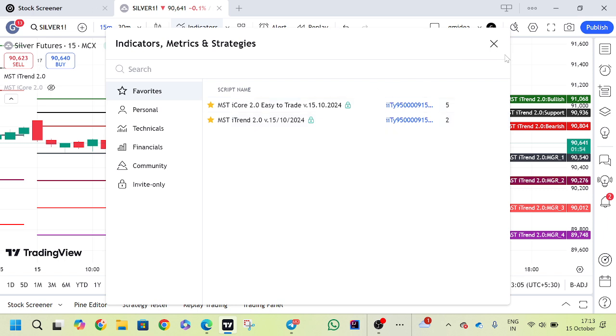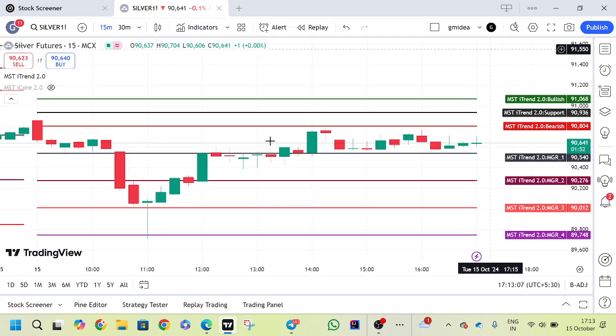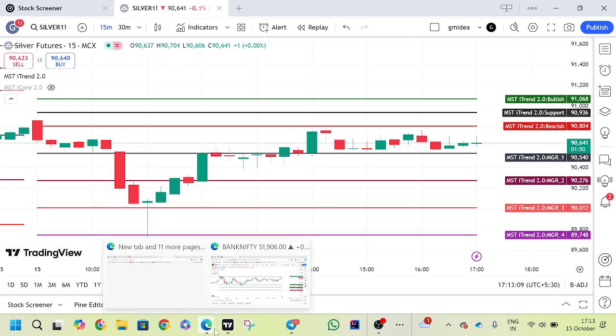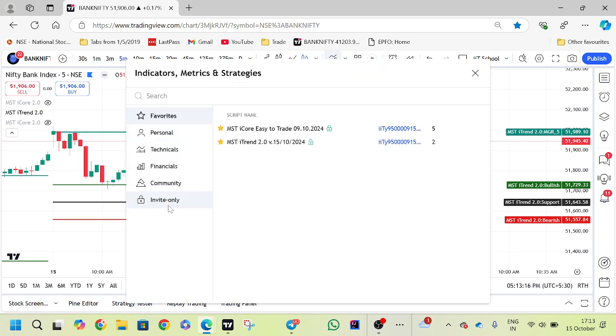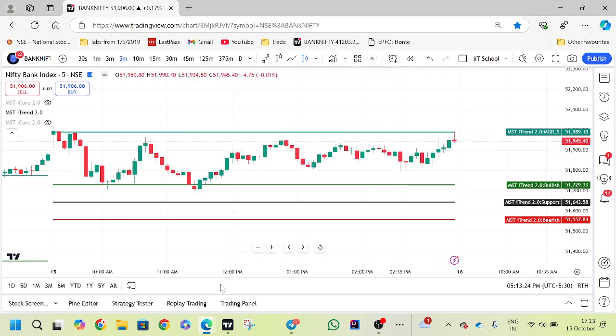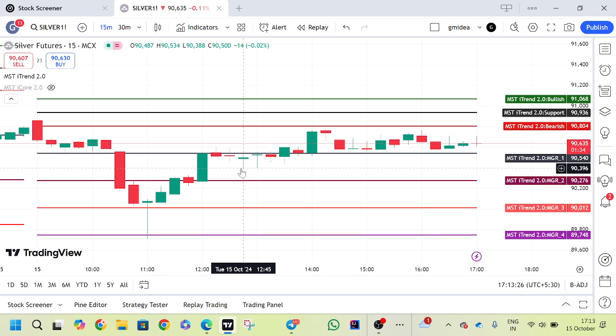So where will you get these indicators? The indicators will be available on a subscription basis. Go to the indicator settings, straight away scroll down to invite-only. Here you will find our indicator. Just click on it and automatically your indicator will be added to your chart. That's all.